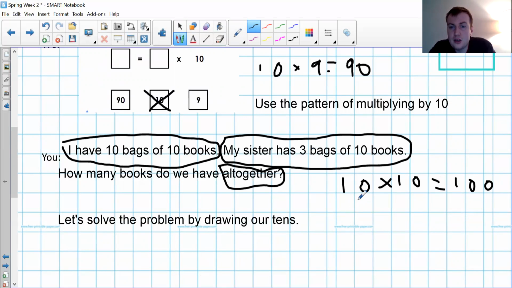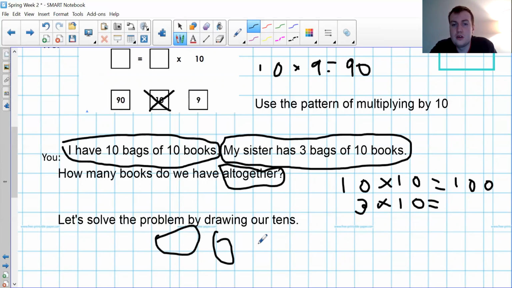Next up is 3 times 10. This is working out how much my sister has. So 3 times 10. So I can draw my 3 groups. It's a 10 in each. 10, 20, 30. My answer here is going to be 30.